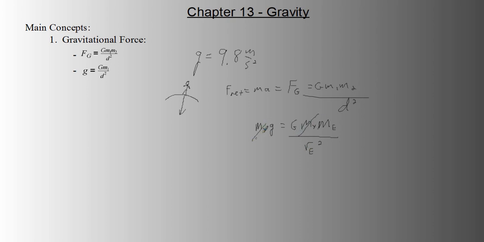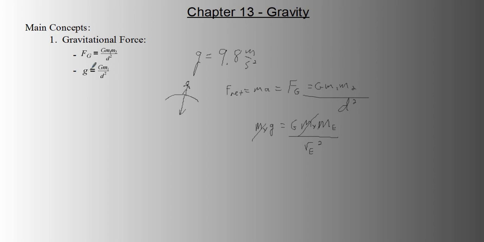And these cancel, and you get g equals G m over d squared, where m here would be the Earth if you're on the Earth, or maybe the Moon if you're on the Moon. d would be the radius of the Moon or the Earth or wherever you are. And this doesn't even have to be on the surface. This could be anywhere in space. So as you can see, if you get farther from the Earth, the acceleration due to gravity would decrease.